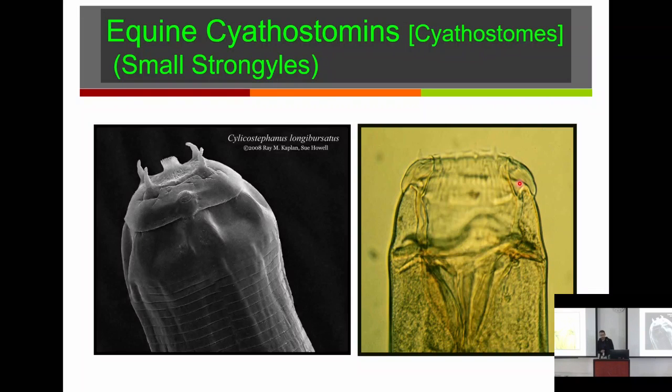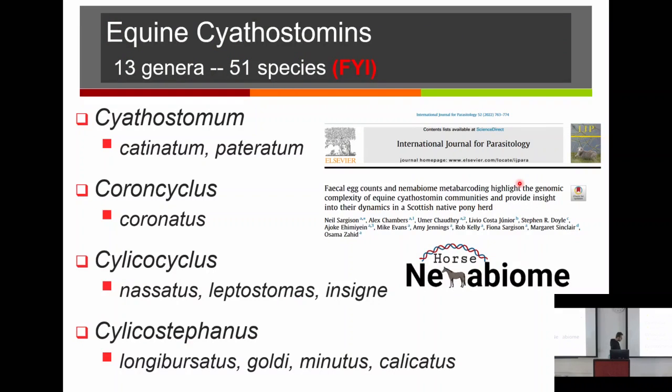Let's start with the equine Cyostomum. We call them small Strongyles, and this group has 3 most important species, but this parasite is really messy, with a lot of species, maybe more than 50, and the problem is they are very similar, and we are not able to differentiate the species easily. So there are a number of different genera, Cyostomum, Chronocyclus, Cyclocyclus, and a number of different species. You don't need to remember that.